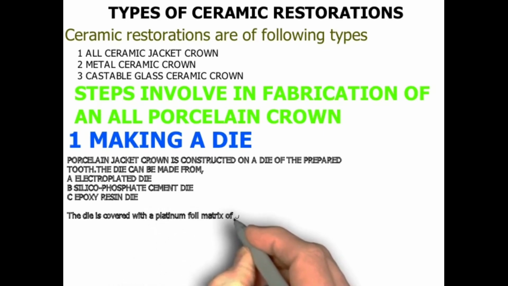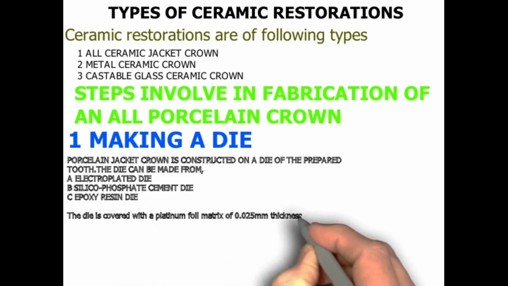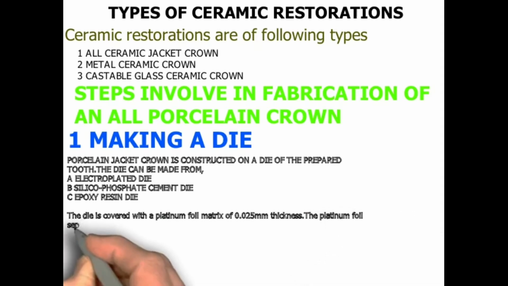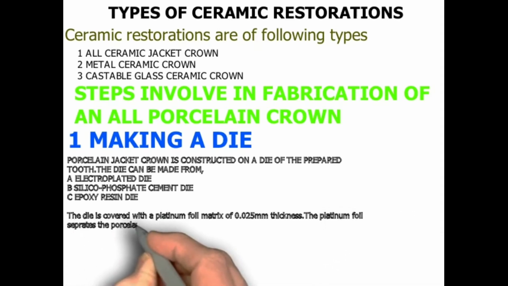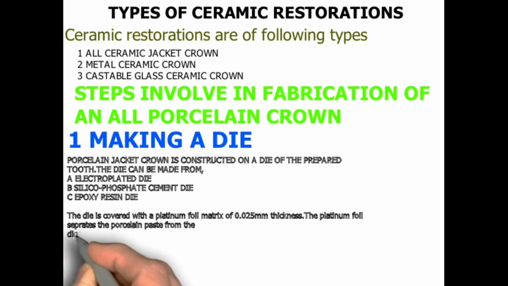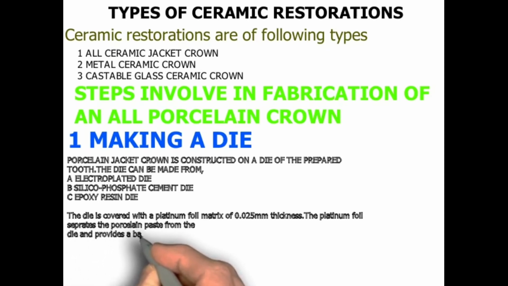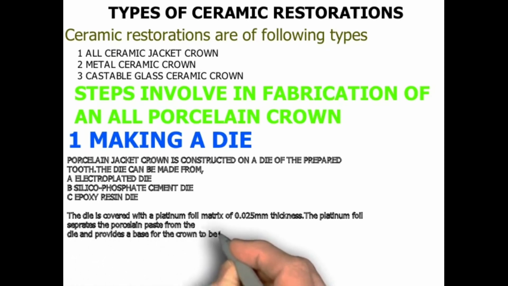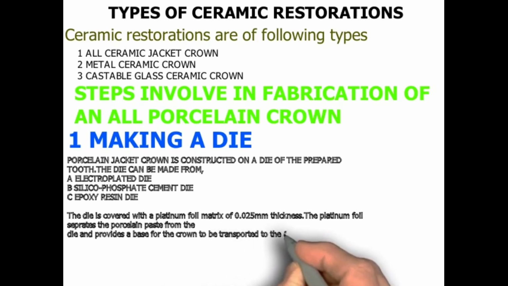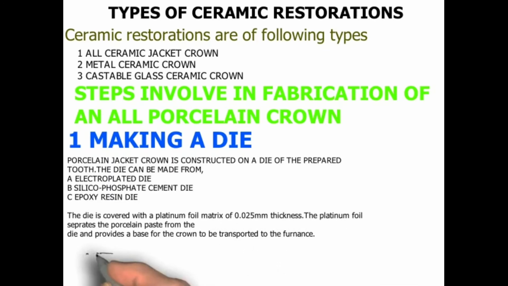The die is covered with a platinum foil matrix of 0.02 mm thickness. The platinum foil separates the porcelain paste from the die and provides a base for the crown to be transported to the furnace.